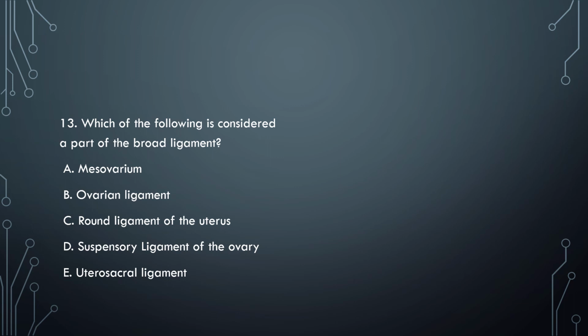Let's proceed to question 13. Which of the following is considered a part of the broad ligament? Is it mesovarium, ovarian ligament, round ligament of uterus, suspensory ligament of ovary, or uterosacral ligament? What is the correct answer? The correct answer is mesovarium.